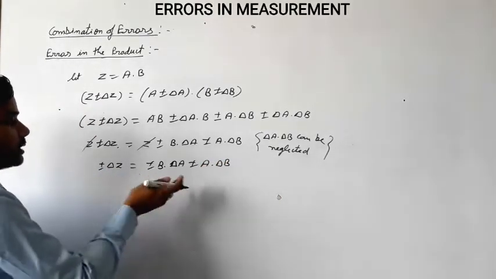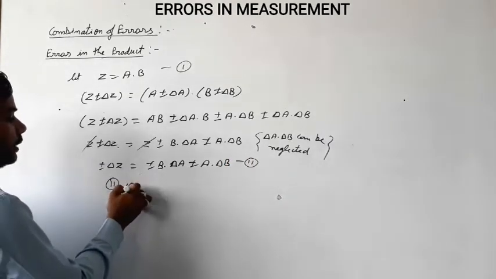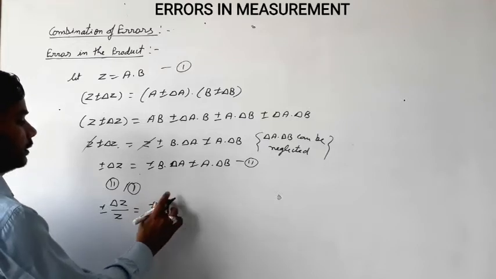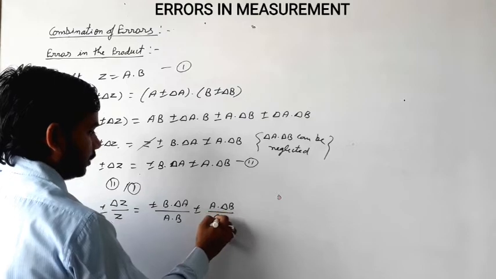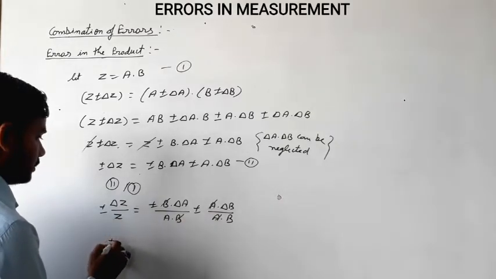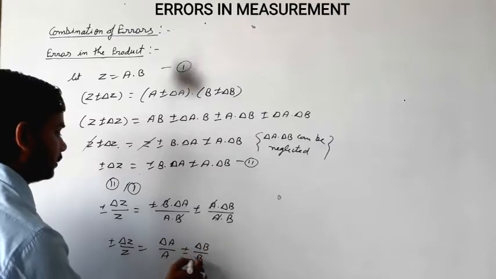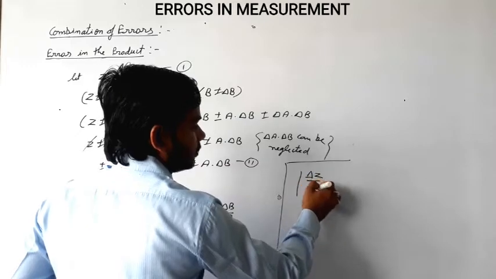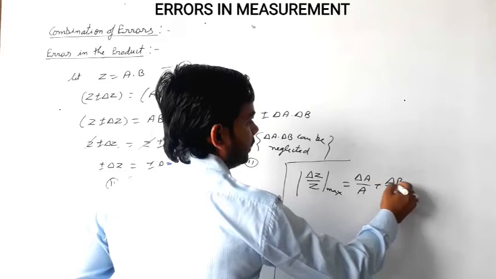Now dividing both sides by equation 1, so equation 2 divided by 1, this will be delta Z upon Z equals plus minus B into delta A upon A into B plus minus A into delta B upon A into B. So B and A both cancel, so plus minus delta Z upon Z equals delta A upon A plus delta B upon B. So the maximum value of delta Z upon Z will be delta A upon A plus delta B upon B.